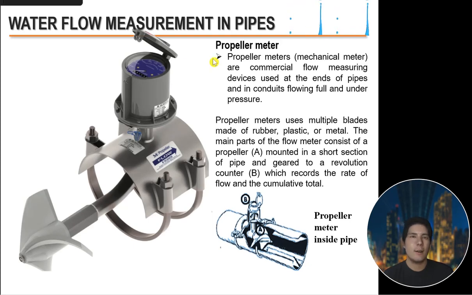Okay, so we have also propeller meters. These are mechanical meters, commercial flow measuring devices used at the ends of pipes and in conduits flowing full and under pressure. Propeller meters use multiple blades made of rubber, plastic, or metal, and the main parts of the flow meter consist of the propeller, makikita natin dito sa A, mounted in a short section of a pipe and geared to a revolution counter, B, which records the rate of the flow and the cumulative total.